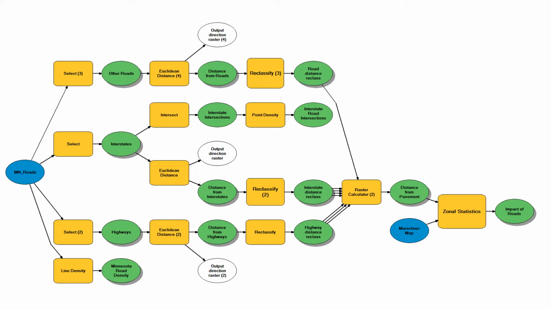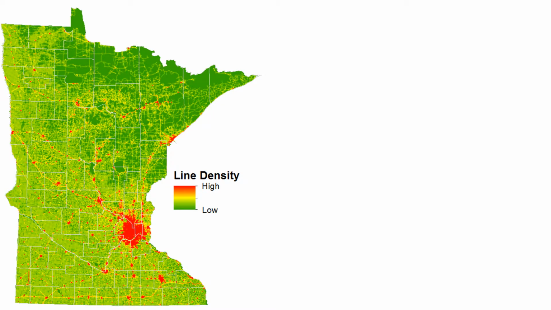I will use the other roads, interstates, and highways and turn that into distance from pavement. I will compile that with the Marschner map, and that will result in my impact of roads. At the bottom of the model, we will look at road line density.